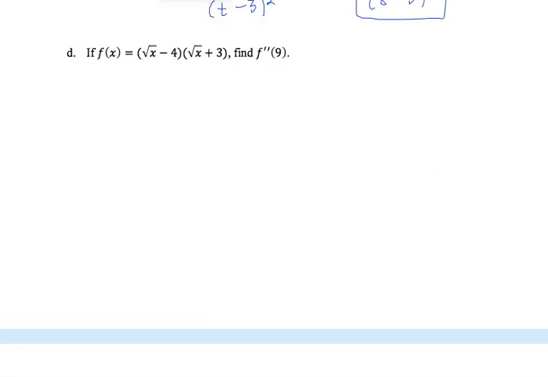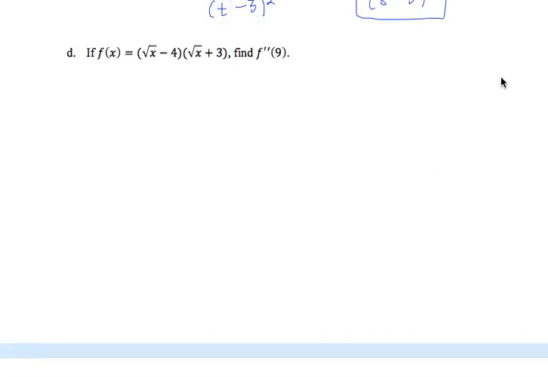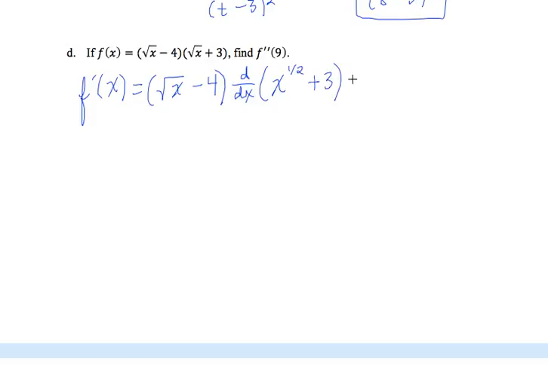Okay, so using the product rule. Product rule says that f prime is the first factor times the derivative of the second factor plus the second factor times the derivative of the first factor. So the first factor is root x minus 4 times the derivative of the second factor. And I'm going to go ahead and rewrite the square root of x as x to the half, since I'm going to have to differentiate that.